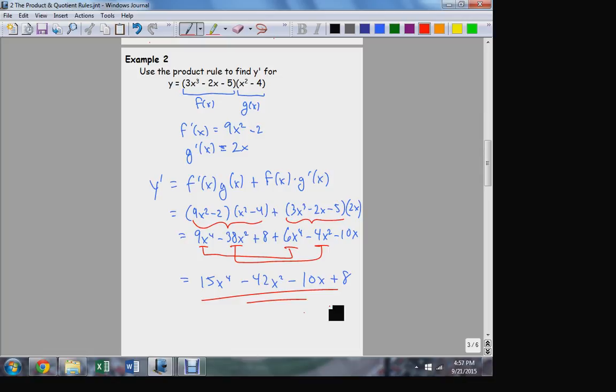Okay, so there we go. There's the product rule for a polynomial. Again, just a very simple power function. But I didn't have to expand it out. I can do it in product form. Okay, so that's the product rule. That's how we treat products.